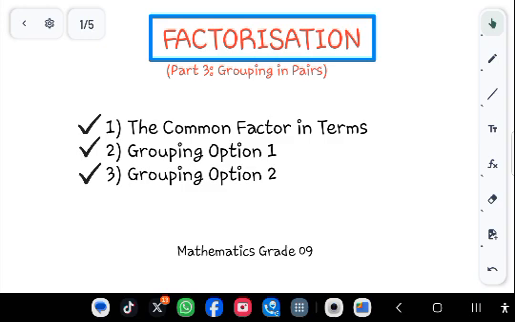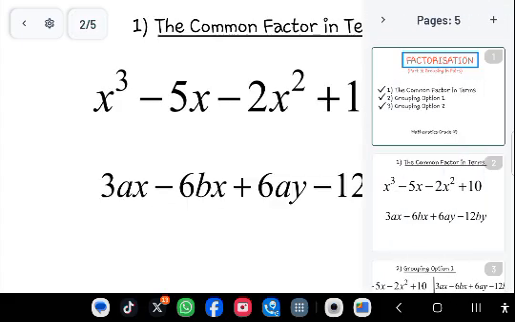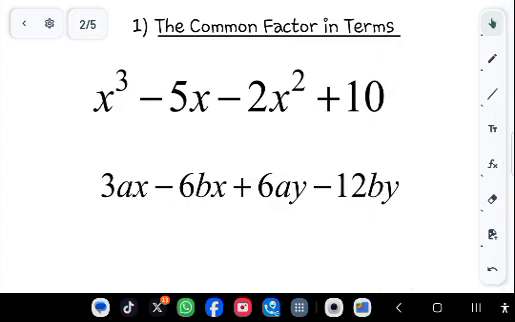We have a lot to cover, so let's start. In this video, we're going to focus on number 1, the common factor in terms and how to spot it, and then we're going to look at how to group option 1, and then we also are going to look at how to group option 2. Let's start. First, let's find out how to identify the common factor in terms.